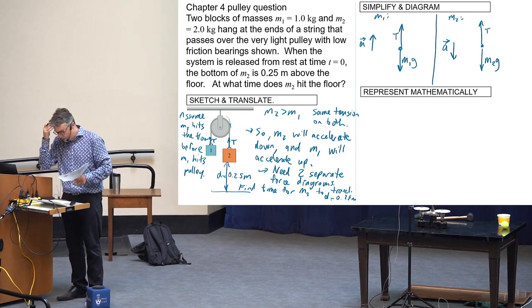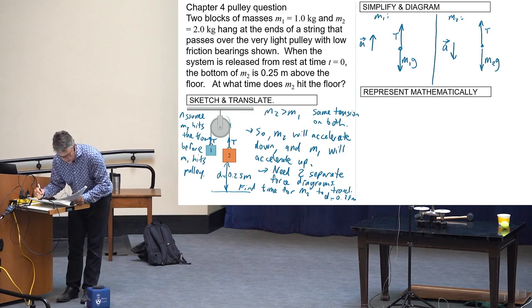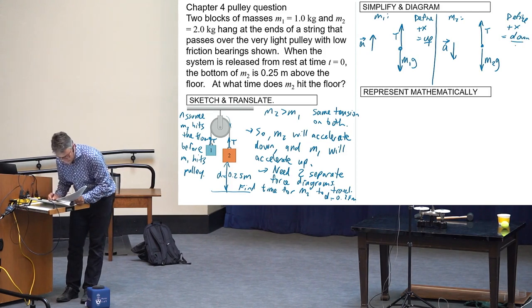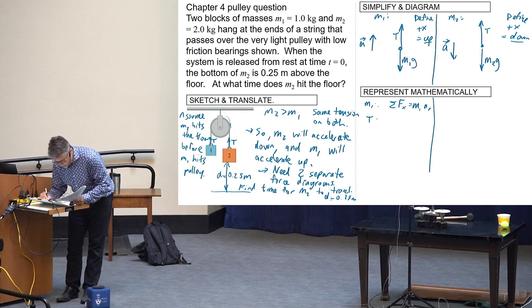So I think what I'll do here, this might seem a little strange, but let's define plus x is up for this one, and plus x is down for this one, so that they both have positive acceleration. Then we can represent this mathematically. For M1, the sum of the forces in the x direction is equal to the mass 1 times the acceleration in the x direction. So the sum of all the forces, tension minus M1g, equals M1 times a sub x.